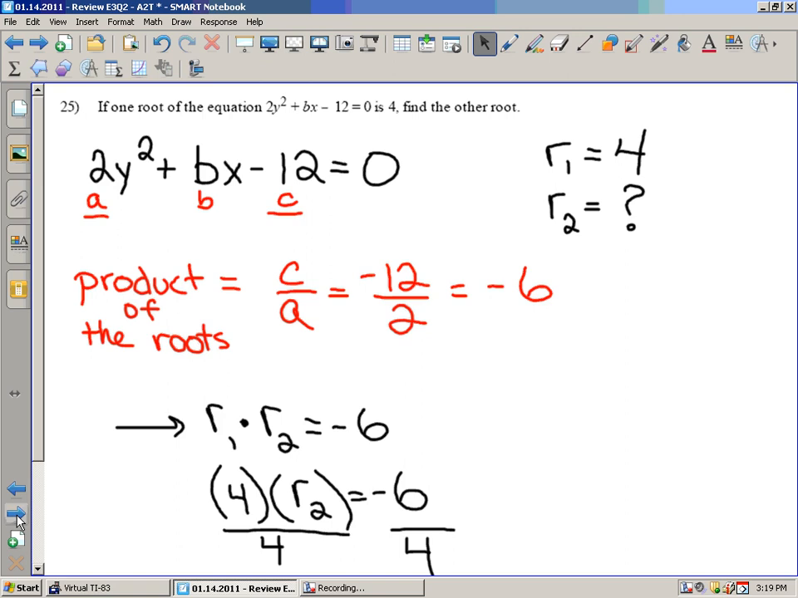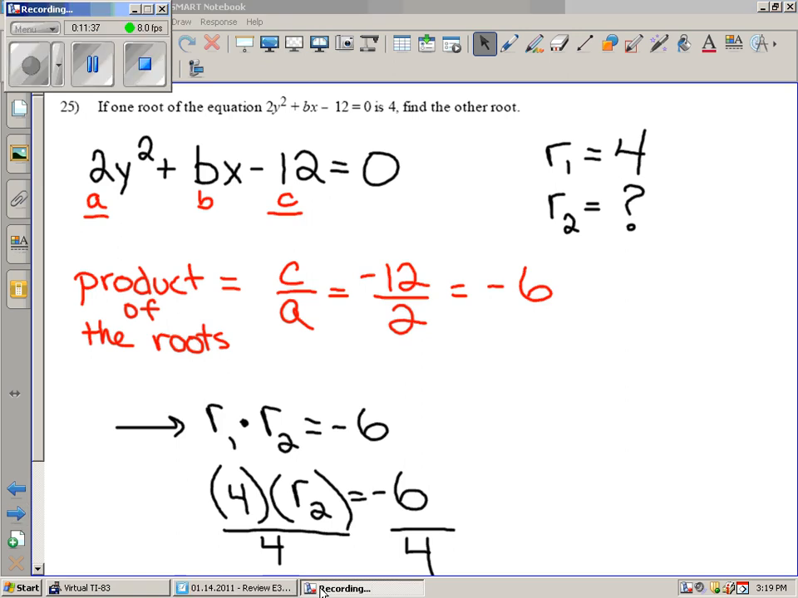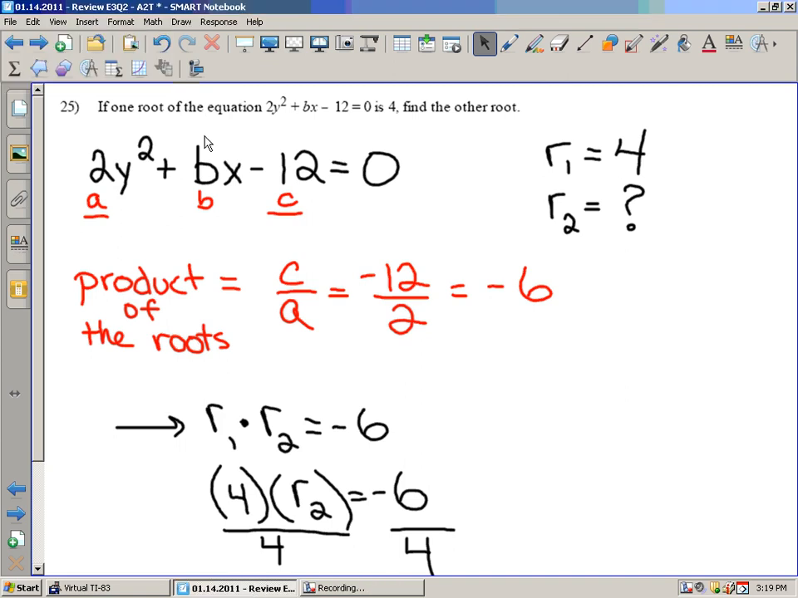If one root of the equation 2y squared plus bx minus 12 equals 4 is 4, find the other root. Okay, so here's what you do. First, let's write down what exactly it is that we've been given in this particular problem. We've been given some weird equation. I write that down. We've been told that one of the roots is 4, and we're being asked for the other root.